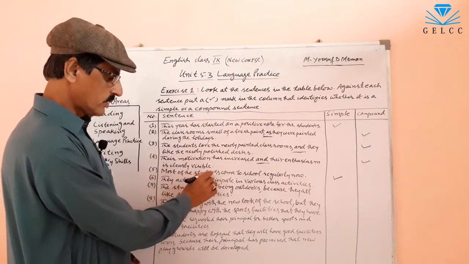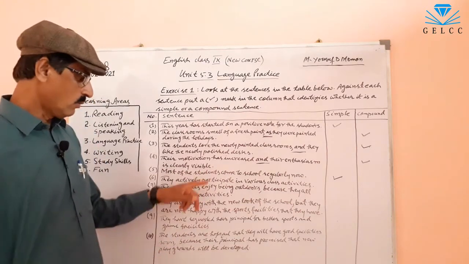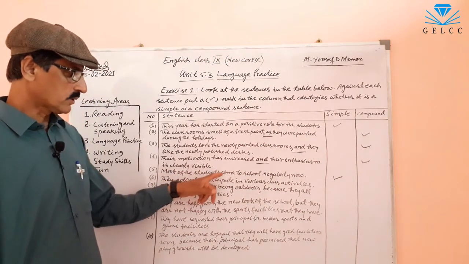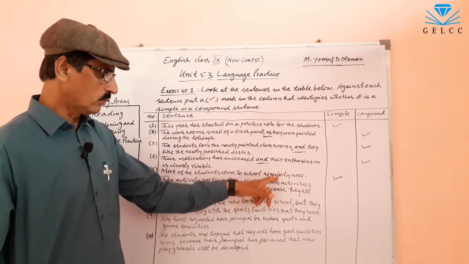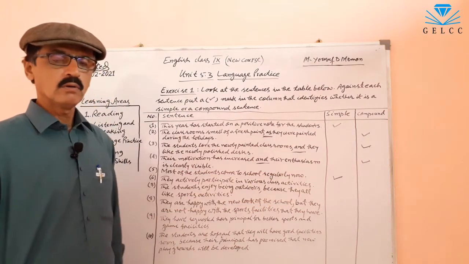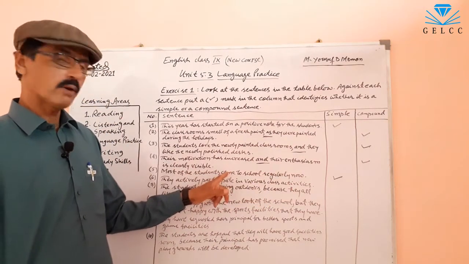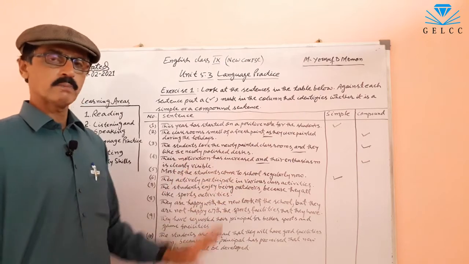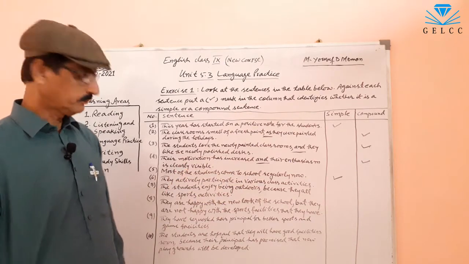Most of the students is the subject. Come to school regularly now is the predicate. Come is the verb. One subject, one predicate. It is a simple sentence.